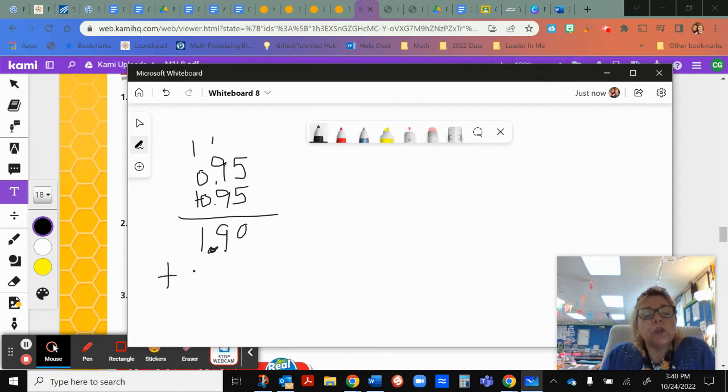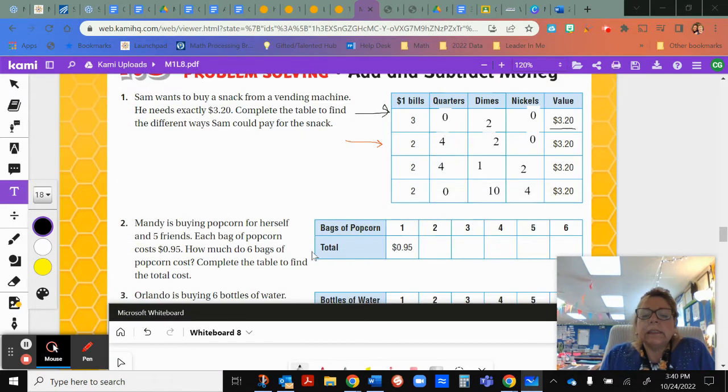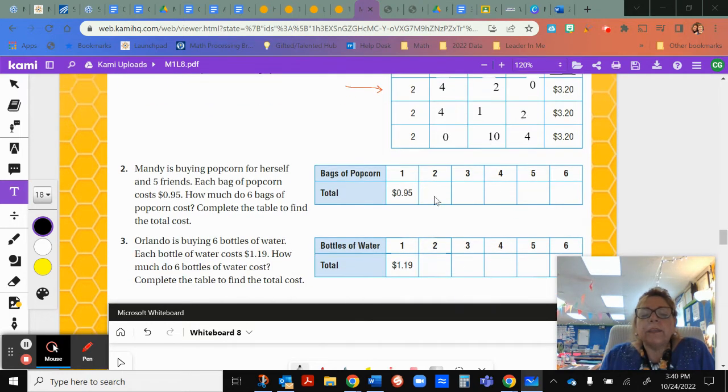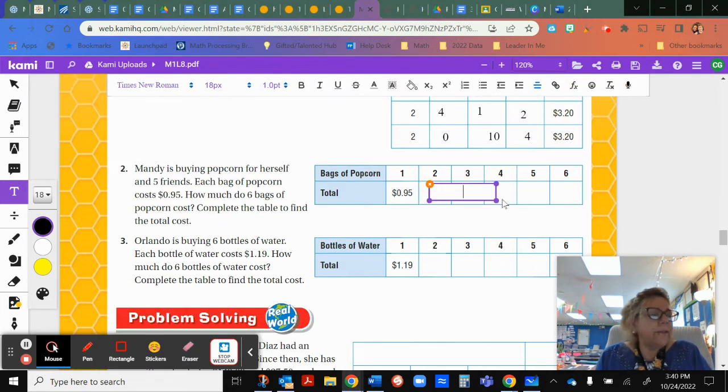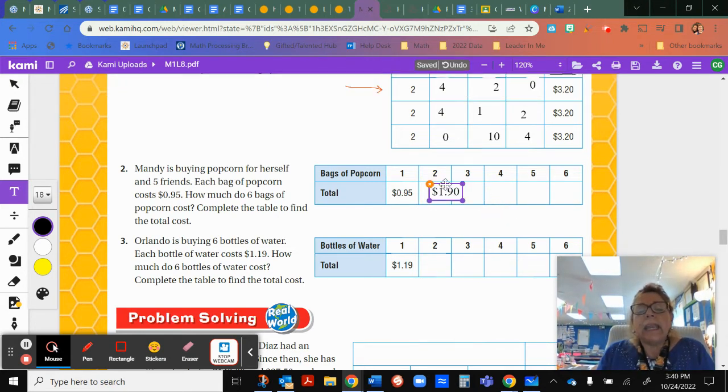So if I had 2 plus, 9 plus 9 equals 18. 1, 2, 3, that's already $3.80. I'm going to move this over. I know that 95 cents and 95 cents, I said that was going to be $1.90. I didn't add in the 3.